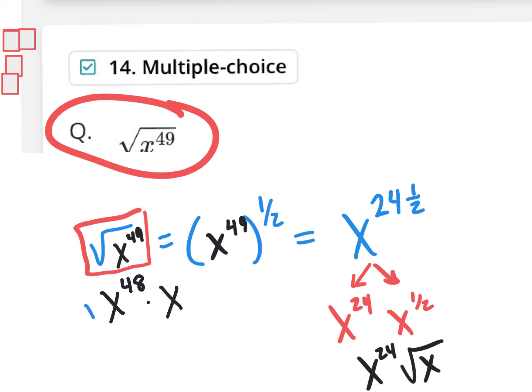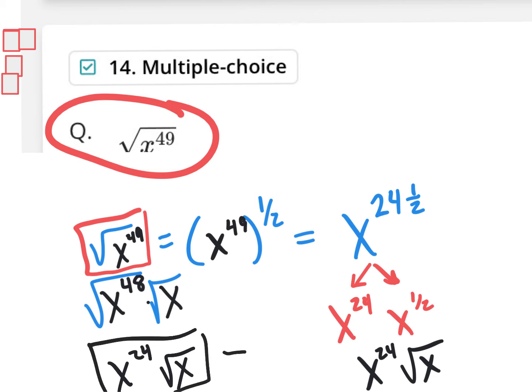And of course now we're going to split that root to each of those. And now we can do the square root of x to the 48th, because the square root is the power of 1/2 and 48 is divisible by 2, giving us x to the 24th. And of course we bring down that square root of x, and here's the same exact answer as that one. It's just done a different way.